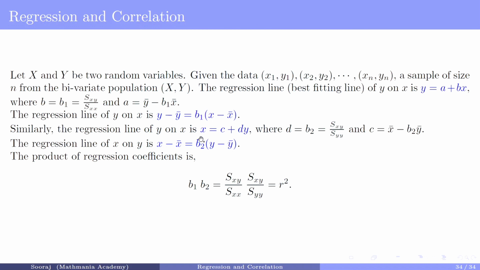Now b1 and b2 are the regression coefficients. When you multiply them, the product is the same as r squared. r was the correlation coefficient, and b1 and b2 were the regression coefficients. We can establish a relation between the regression coefficients and the correlation coefficient, which tells us that they are related to one another. So that's it. Thank you.